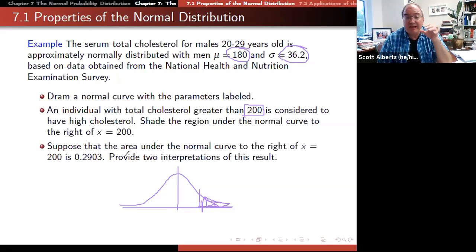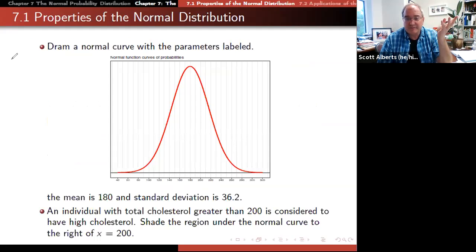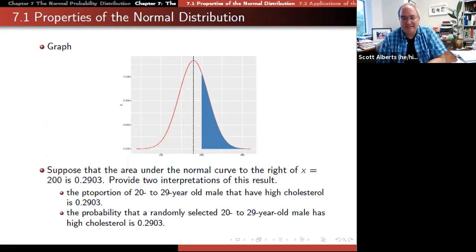So then if we say that, using that table or using the calculation, the area under that curve is 0.29, what does that mean? Okay, so that's what we're going to do. And so we draw the curve. 180 on the chart is the middle. The standard deviation is 36. Then we want to shade the area to the right of 200. And so again, I'm going to do it poorly here, and I'll show it to you pretty in the next one, then color that in. And it looks like that.